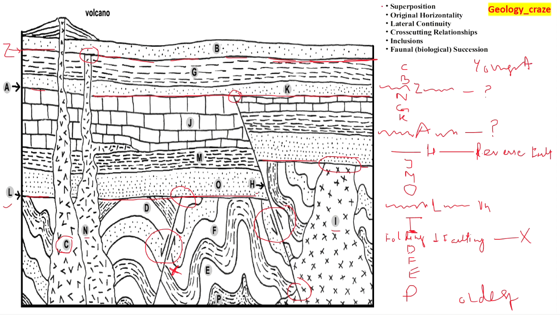We are using this principle, the cross-cutting relationship, and it helps a lot. In competitive exams, mostly the cross-cutting relationship helps to interpret the cross section.